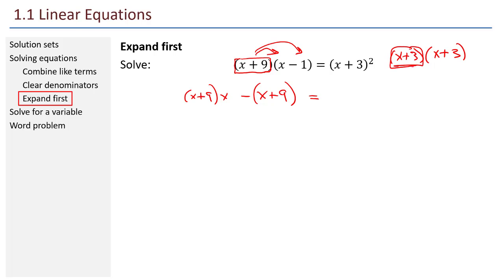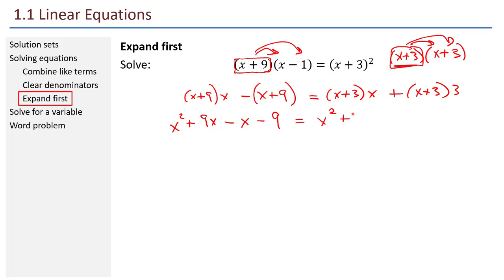And when I distribute x plus 3 across, I get x plus 3 times x plus x plus 3 times 3. All right, and another distribution here. We end up with x squared plus 9x. Oh, here's a nice case of distributing your minus. Be very careful. Minus x minus 9 equals x squared plus 3x plus 3x plus 9. Okay, everything has been expanded.